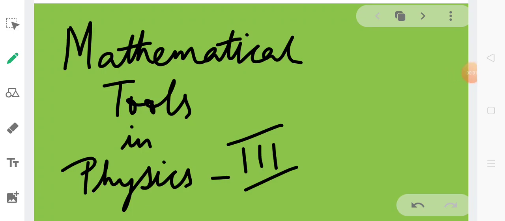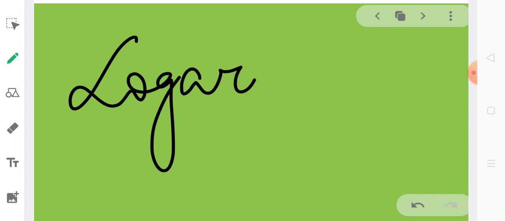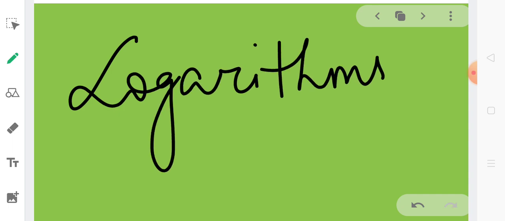Hello students, today is going to be the third day in our session on mathematical tools in physics, and today we will focus on use of logarithms. Now this is certainly a new topic for you all. This is going to be something extremely useful when it comes to tedious calculations in physics. Use of logarithms, use of log tables, this is something that we will be discussing today in our class.